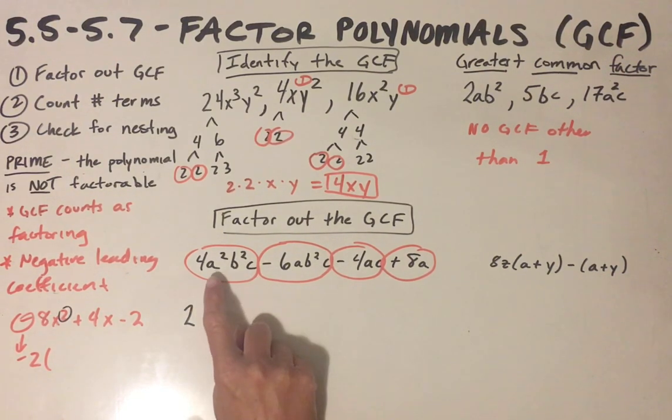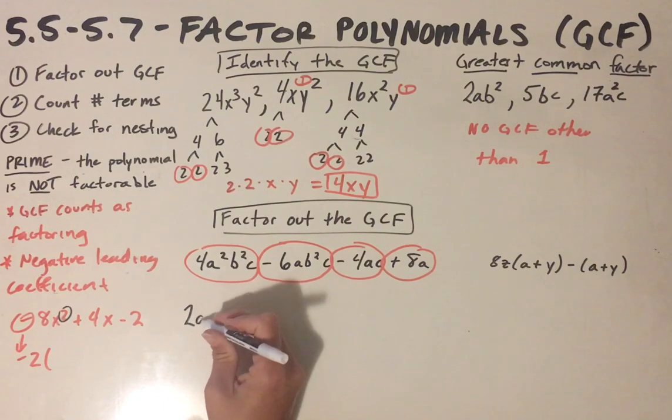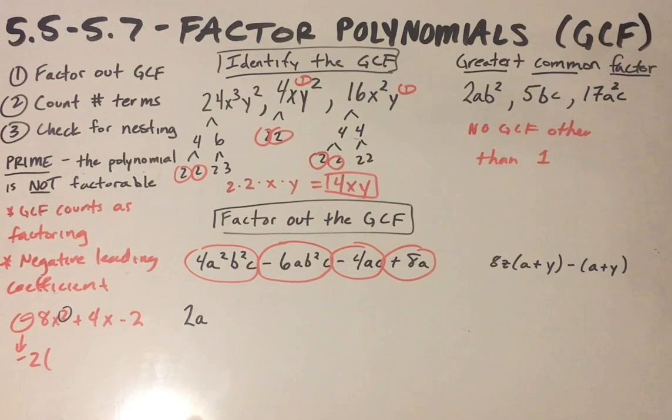Then I'm going to go through and look at the A's. This one has A squared, this one has A, this one has A, and this one has A. So they all have an A in common. Now I'm going to go through and look at my B's. This one has a B squared and a B squared. This one doesn't have a B, so they don't all have it in common. Again, a GCF has to be in common between all of the terms.